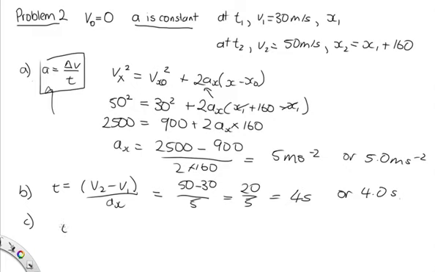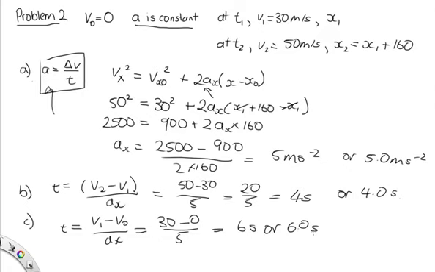So t is equal to, in this case, v1 minus v0 over the acceleration. The acceleration is constant, so it's always the same. So v1 is 30 minus v0, which is 0, over 5. And so that gives us 30 divided by 5 is equal to 6 seconds, or 2 significant figures if you want, 6.0 seconds.